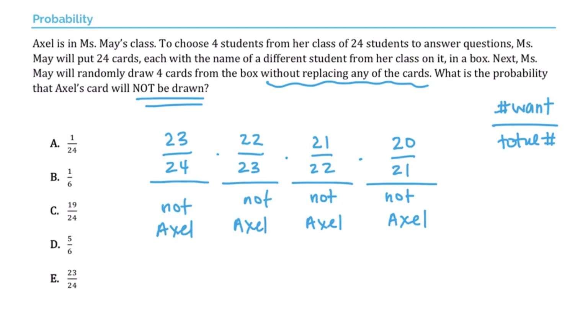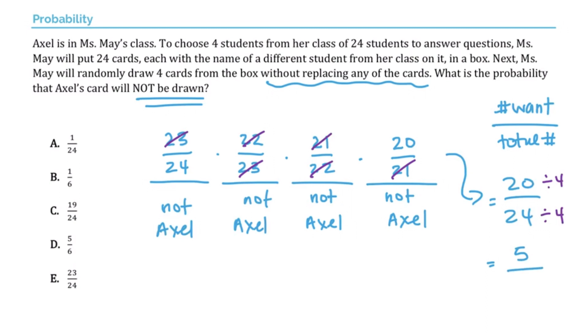So our final step here is to simplify. And because we're multiplying these fractions, remember if you have the same number on the top and the bottom, you can simplify. So I had 23 on top and bottom, 22 top and bottom, 21 top and bottom. So now when I multiply across, I have a 20 on top and a 24 on the bottom. Now that's not an answer choice because we need to simplify further. So I'm going to divide the top and the bottom both by 4 to simplify the fraction. And I get 20 divided by 4 is 5 on top. 24 divided by 4 is 6 on the bottom.